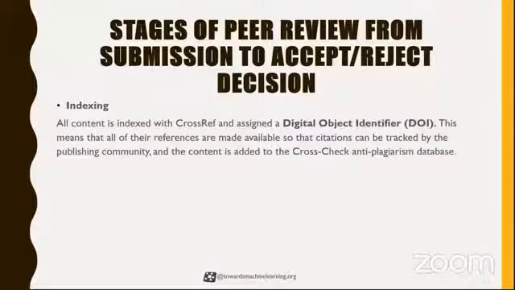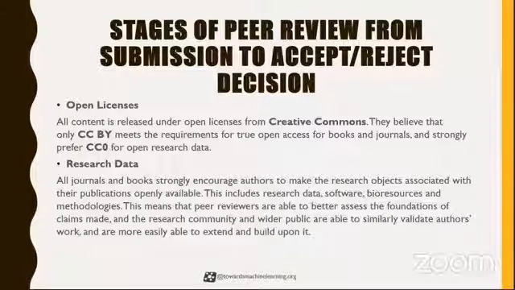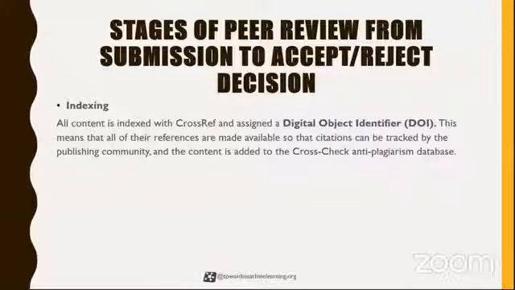Then indexing. After you perform all these steps, your research paper has gone through rigorous peer review, you have accepted the licenses, you have provided all the research data, then the indexing of your article occurs. This is known as DOI, digital object identifier. All the content is indexed with Crossref and assigned a DOI. This means that all the references are made available, so that citations can be tracked by the publishing community, and the content is added to the CrossCheck anti-plagiarism software.